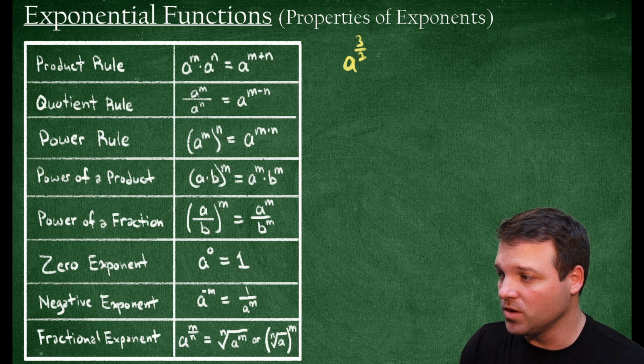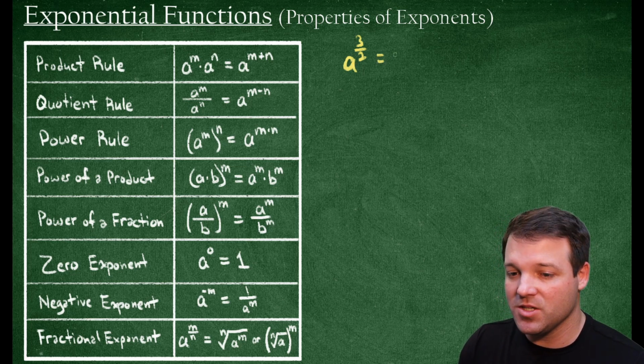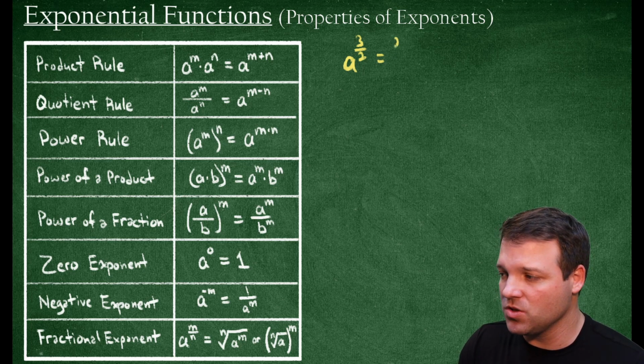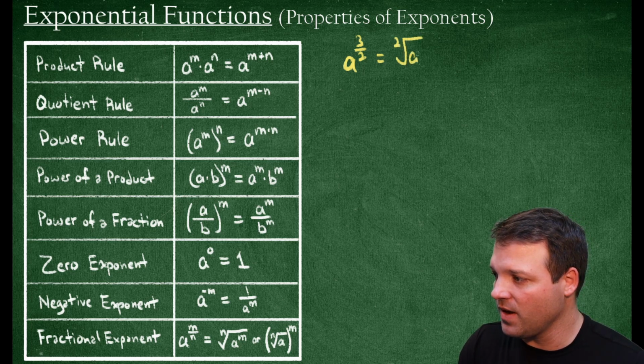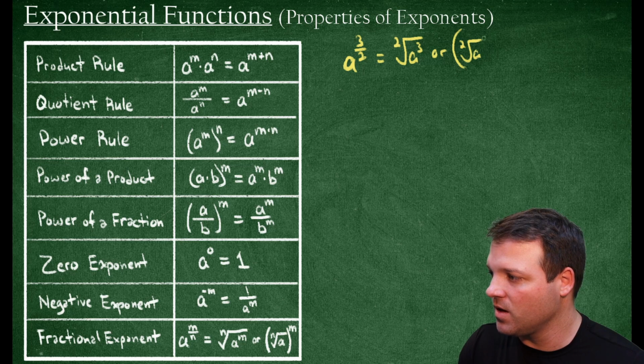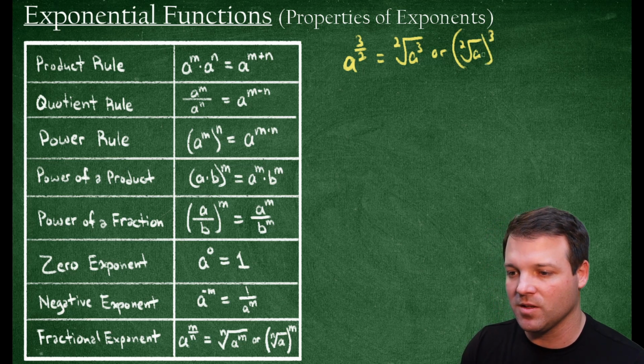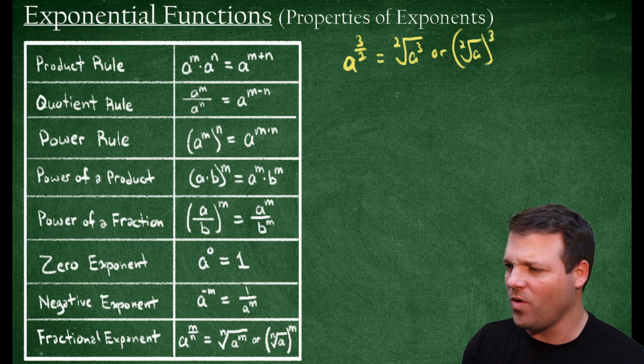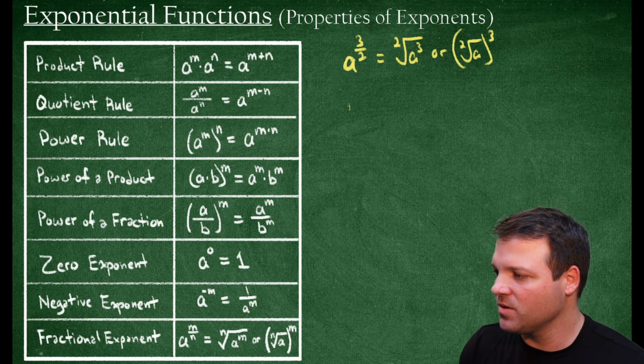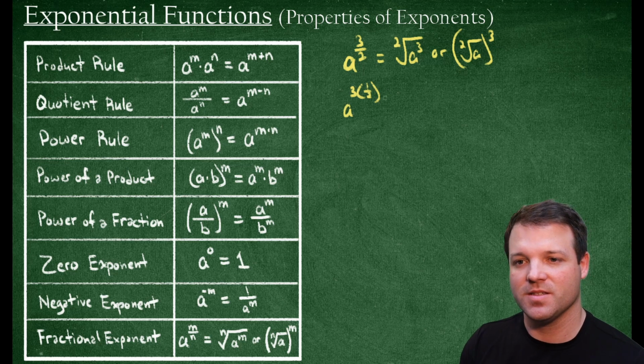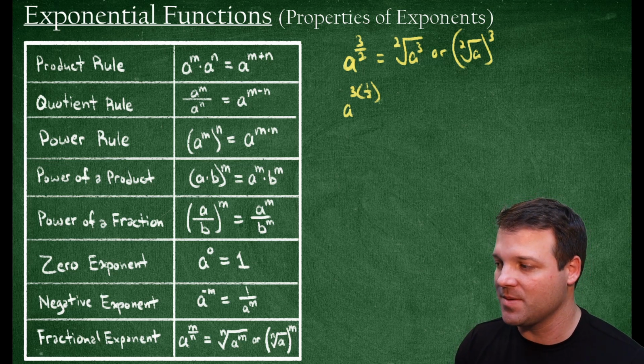This rule says that this should be equivalent to the square root of a to the 3rd, or I could write it as the square root of a all to the 3rd. And these are technically equivalent statements. So let's see why that works. I'm going to rewrite this exponent as a to the power of 3 times 1/2. I could do that, right? That's the same thing as 3/2.